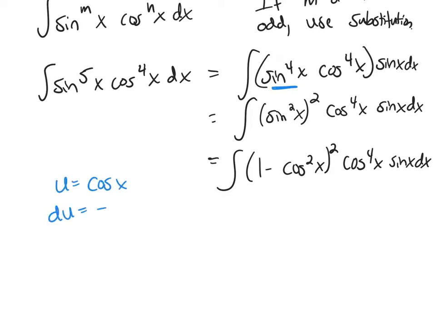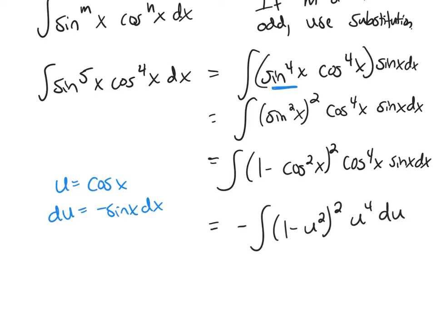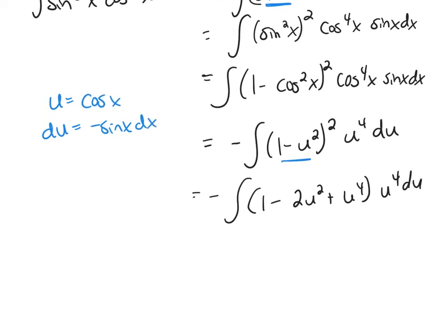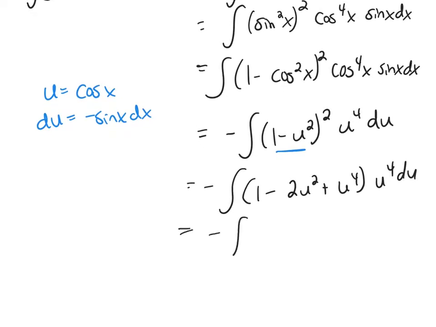The derivative of cosine is a minus sine. So we're going to get a minus, 1 minus u squared, squared, u to the 4th, du. So you're actually going to have to FOIL this part out right here. If you FOIL that out, 1 minus 2u squared plus u to the 4th. Distribute the u to the 4th to get rid of that multiplication. And now I just have a polynomial.